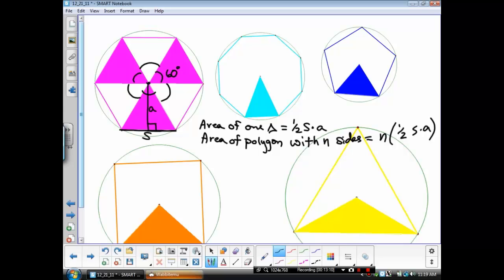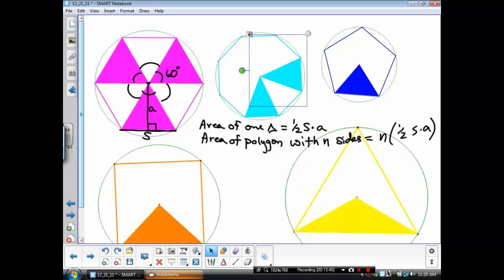S is the side length. Because the area of the triangle is 1/2 base times height, and our base is the side length and the height is the apothem. So then we have n sides. This would be for a hexagon, there'd be 6 sides, but no matter what figure we're working with, we can always think of it as being made of however many congruent triangles, right?